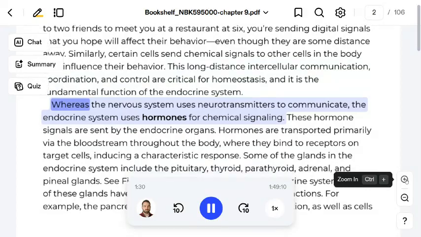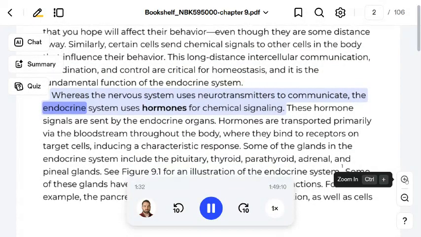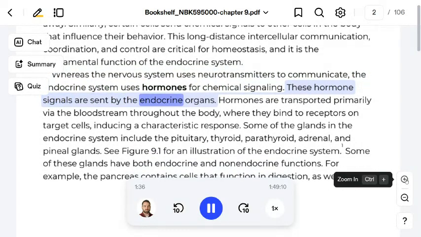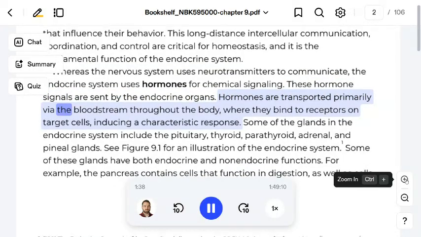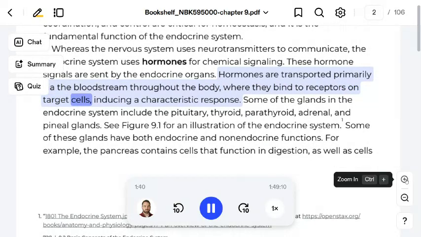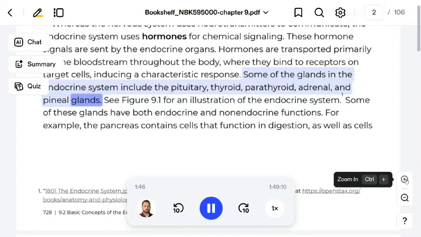This long-distance intercellular communication, coordination, and control are critical for homeostasis, and it is the fundamental function of the endocrine system. Whereas the nervous system uses neurotransmitters to communicate, the endocrine system uses hormones for chemical signaling. These hormone signals are sent by the endocrine organs. Hormones are transported primarily via the bloodstream throughout the body, where they bind to receptors on target cells, inducing a characteristic response.